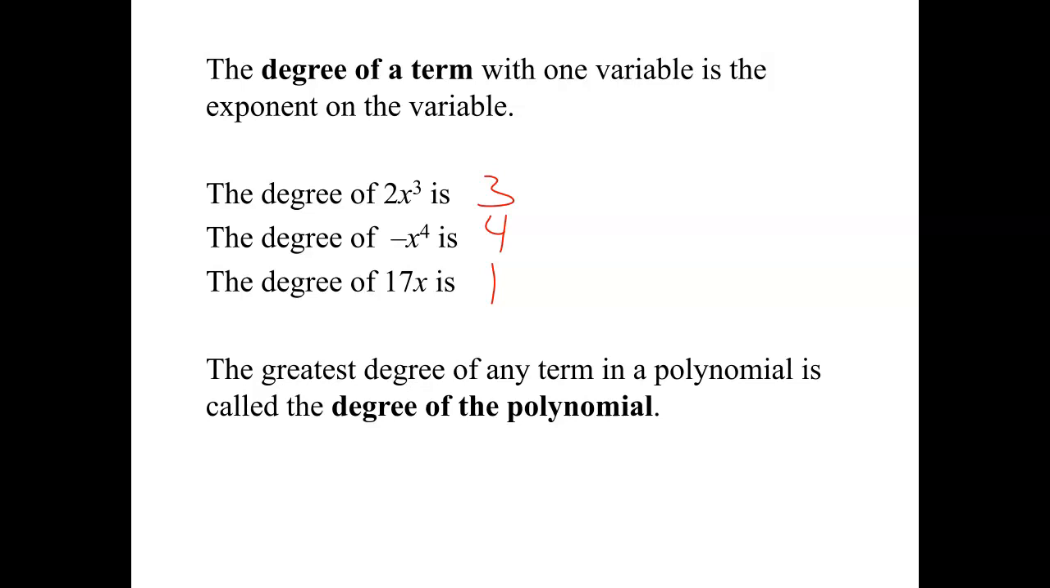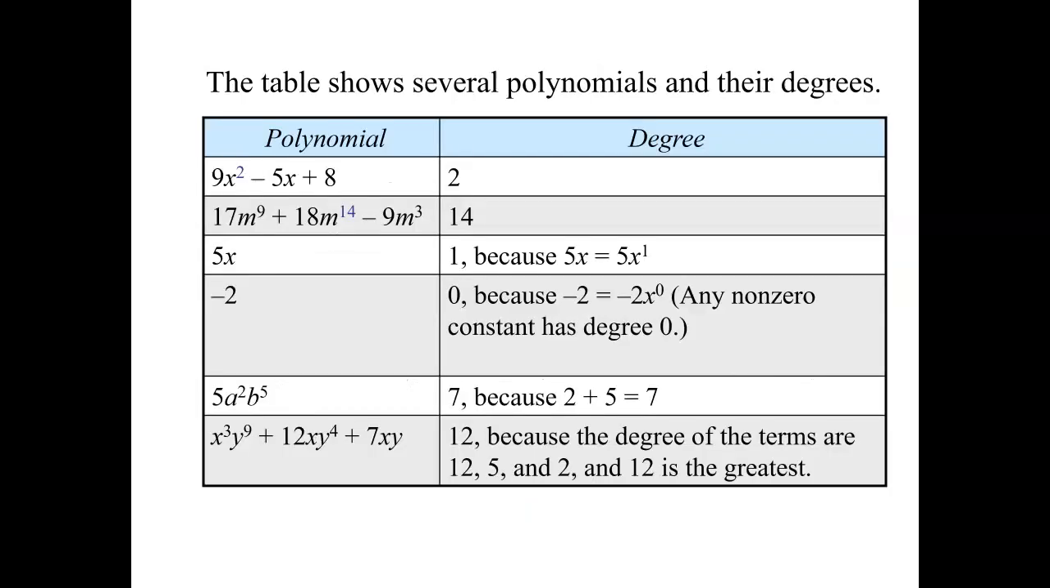And then when I have a bunch of terms together in a polynomial, whichever one is the largest is the degree of the polynomial. So if I had all of these together, I have 2x cubed minus x to the 4th plus 17x. Which is the largest degree there? 4. So that's going to be the degree of 4. All right? So again, just varying degrees: squared, 1 for linear, and 0. A constant has a degree of 0.